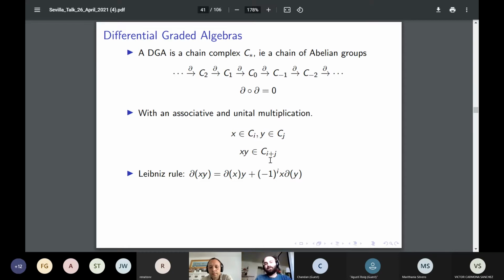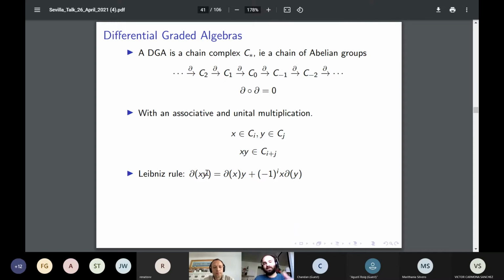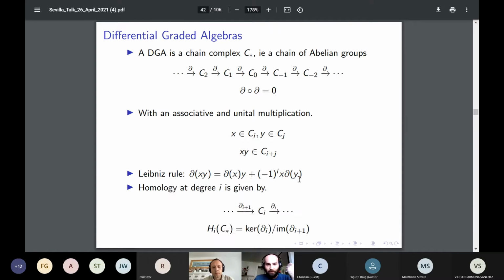And the differentials have to satisfy the Leibniz rule. So this here is the information of a differential graded algebra. And homology, as usual, is given in the usual way. Degree i homology is the kernel of the map coming out of degree i, quotient by the image of the map coming into degree i.